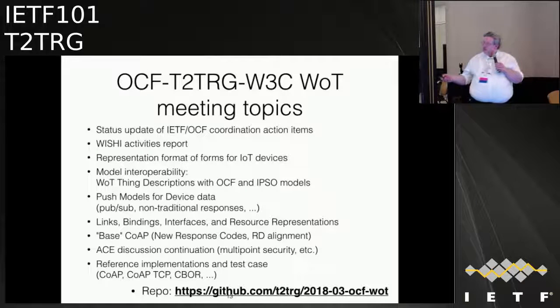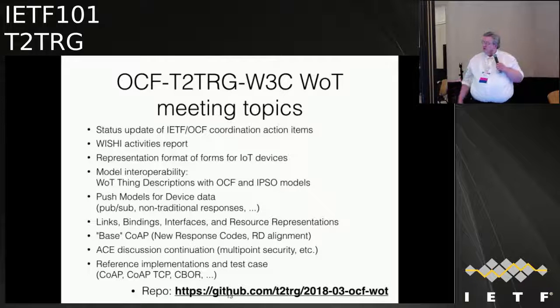More generally, we will talk about model interoperability, so things we tested in the hackathon. What's the next step to make sure the various models that are popular right now interoperate? The IPSO or lightweight M2M model is relatively simple and straightforward, pretty easy to translate. Thing description is very powerful. OCF has this RAML Swagger based modeling scheme. So how do you put these things together?